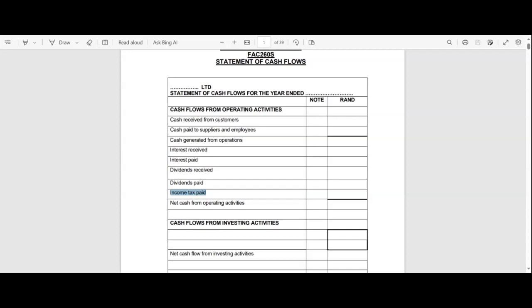Right, ladies and gentlemen, let us just pause there. Are there any questions on that section? I think we've now spoken about the operations part.